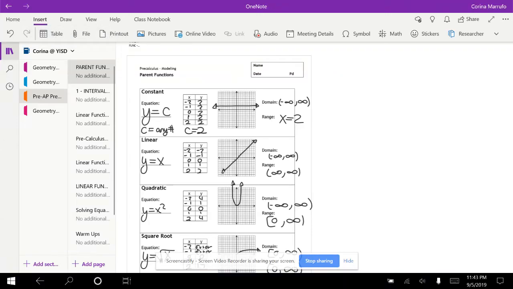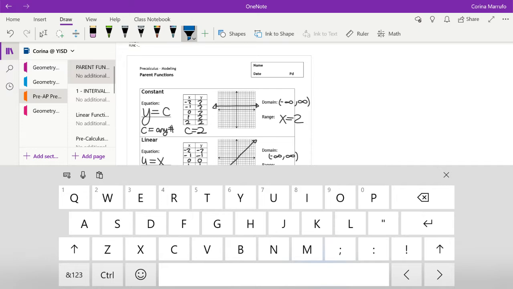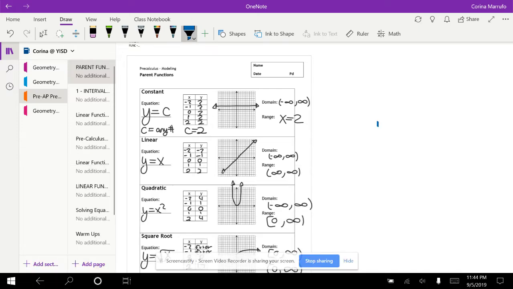Okay, so I'm going to go ahead and go over the notes because I kind of just posted them for you guys to copy. And we're going to go over them so that they make a little bit of sense, just in case you're a little confused. So we're going to be going over parent functions.